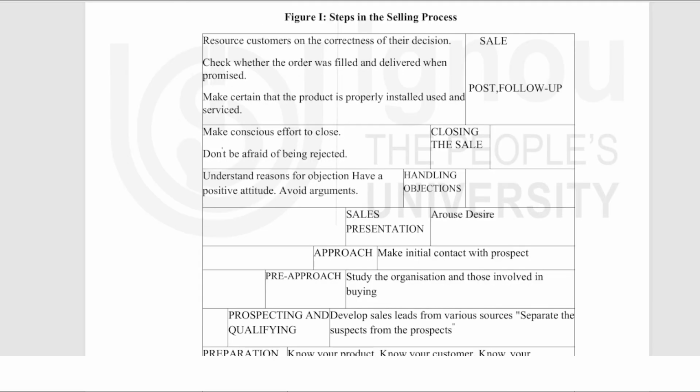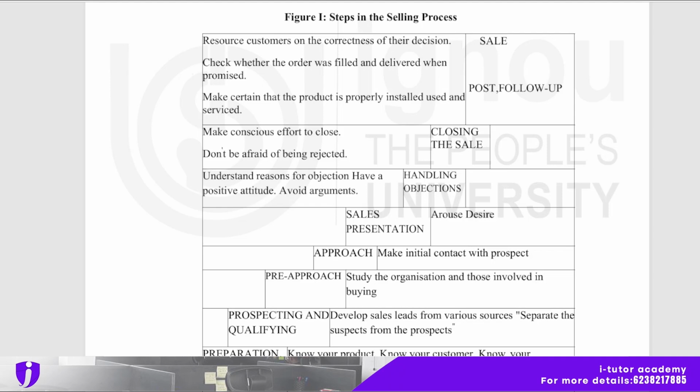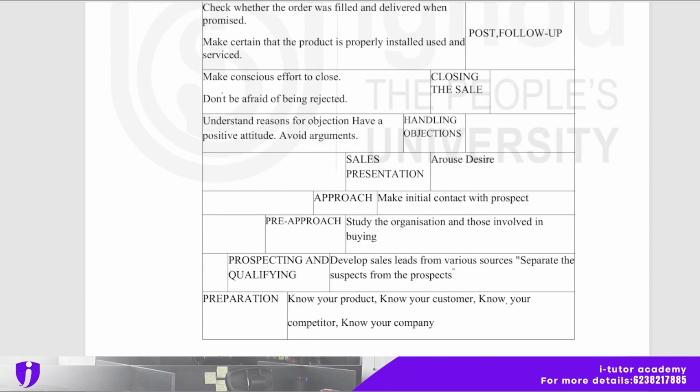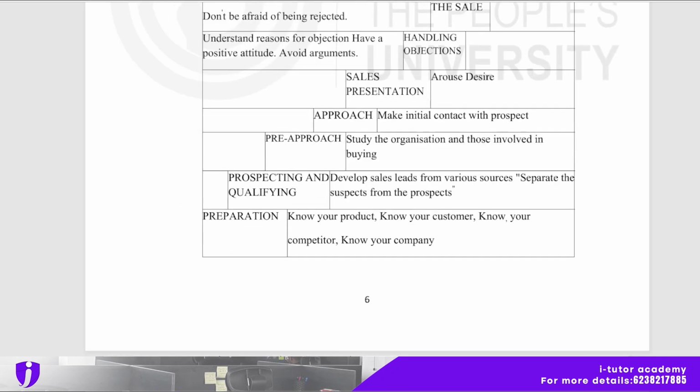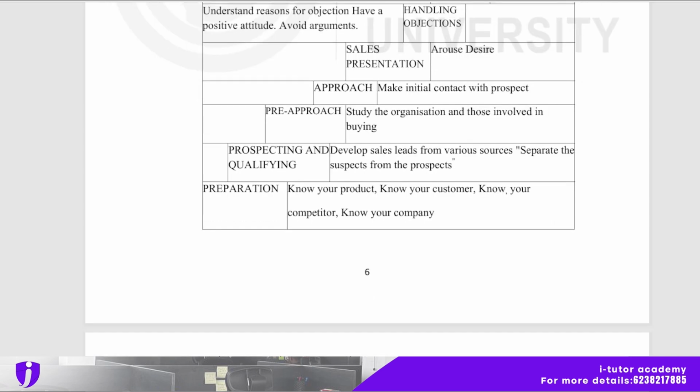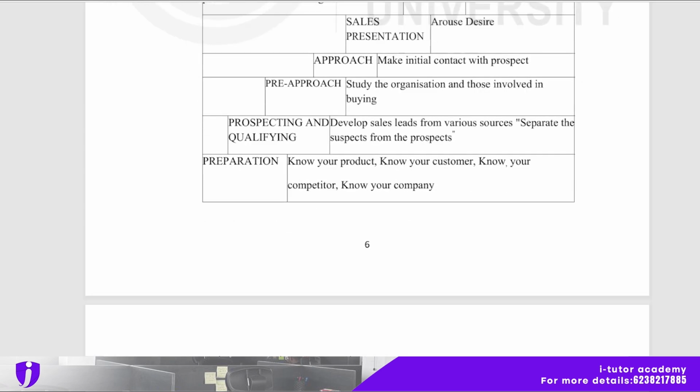And the next is handling objection. Understand the reason for the objection, have a positive attitude, and avoid argument. And sales presentation is there: arouse desire. And approach: make initial contact with the prospect. And pre-approach is there: study the organization and those involved in buying, prospecting and qualifying. Preparation: know your product, know your customer, know your competitor, know your company. So that is the preparation stage.